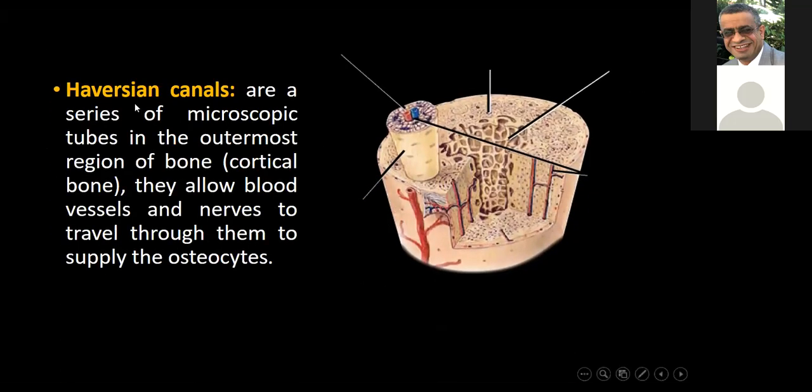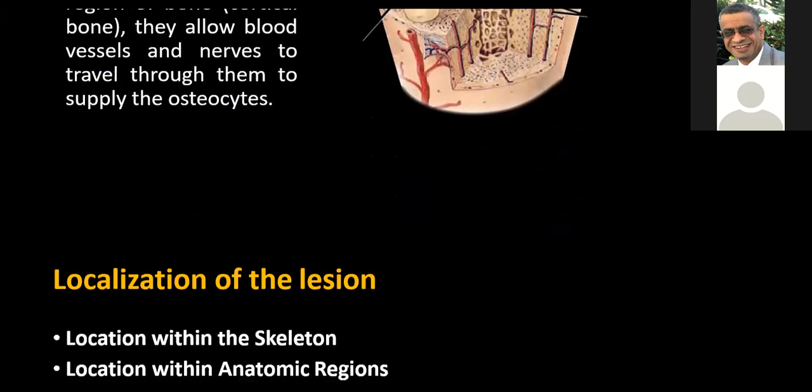A few notes about Haversian channels. They are microscopic tubes present in the peripheral cortical bone that transmit vessels and nerves from the cortical bone to supply the osteocytes within the central cancellous bone.